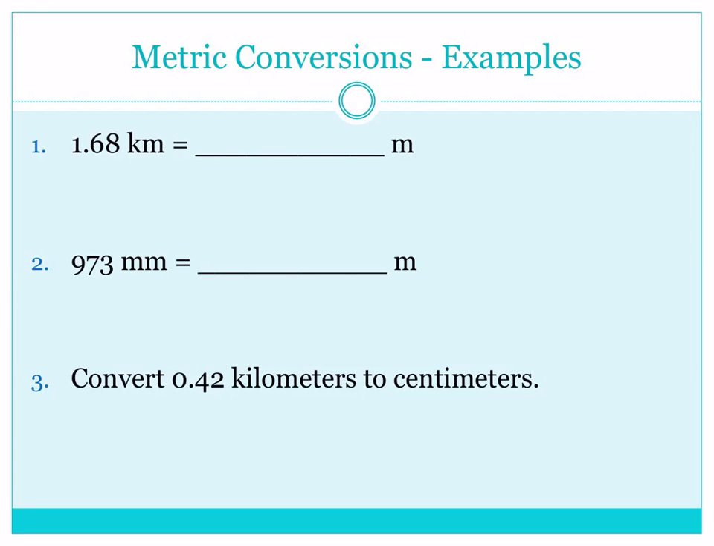All right, what did we get on the first one? 1,680 meters. Okay, does everybody agree? Is that what everyone has? Good. What did you get on the second one? What did you get, Matt? 0.973 meters. Okay, does everybody agree with Matt? Is that what you have?